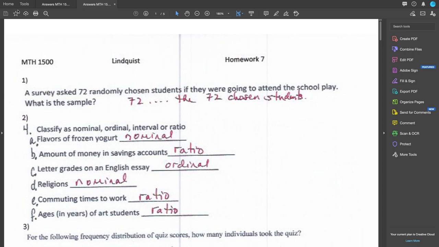So here are the answers. I'm just going to go through them, make a quick video of it with little explanations here and there.